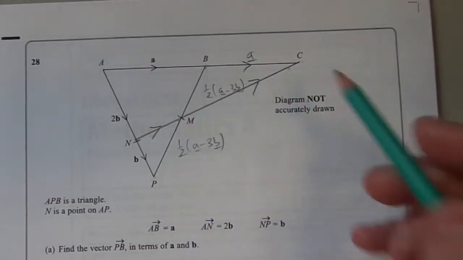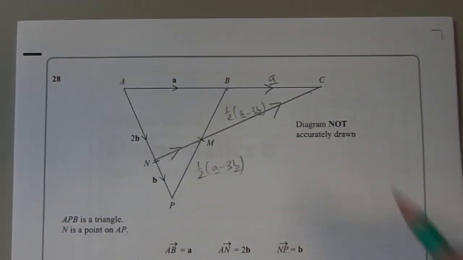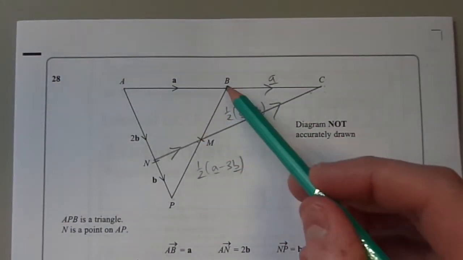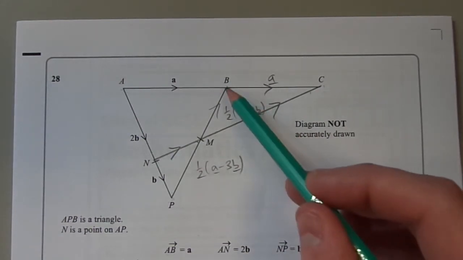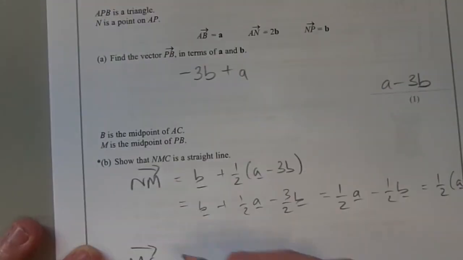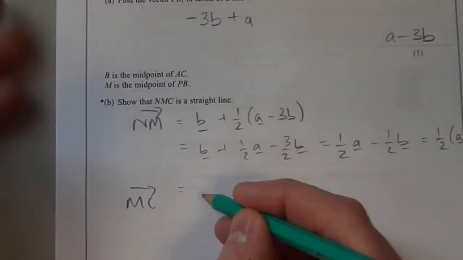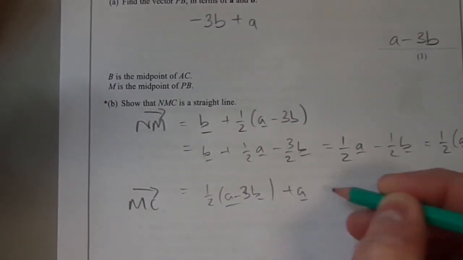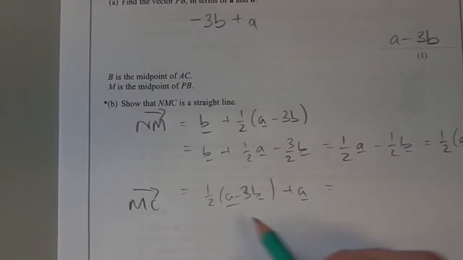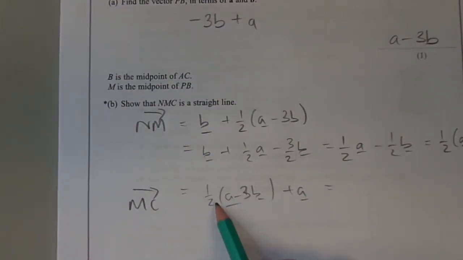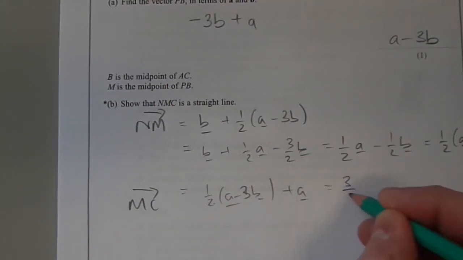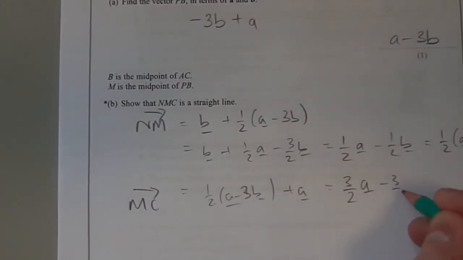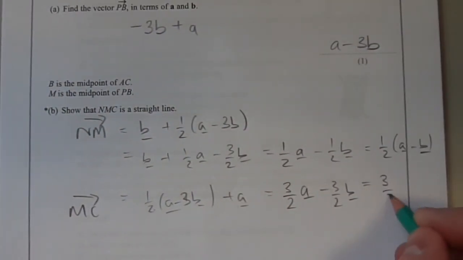We'll do exactly the same thing. Write a vector from M to C in terms of the vectors that we know. So from M to B is half A minus 3B, and from B to C is A, so add those two together. We get half A minus 3B plus A. Same steps, expand the brackets and simplify: half A minus 3 over 2B plus A, or half A plus A is 1.5A, or 3 over 2A, and then we've got the minus 3 over 2B, which again we can factorize, taking out the common factor of 3 over 2.